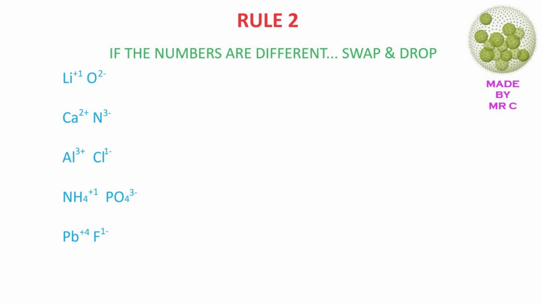So let's do some examples. Remember, you've got to have a cation first and an anion second. And as long as you have that, then we just have to worry about the numbers. So the examples we have here are lithium is +1 and oxygen is -2. Calcium is +2, nitride is -3, aluminium is +3, chloride is -1, ammonium is +1, phosphate is -3, and then we have lead that is +4, and fluoride, which is -1. You have a go at working out the formula and the name. I'll give you a minute to do it.